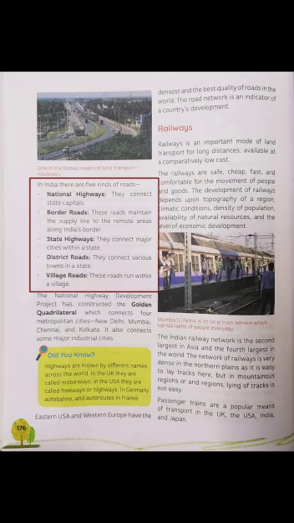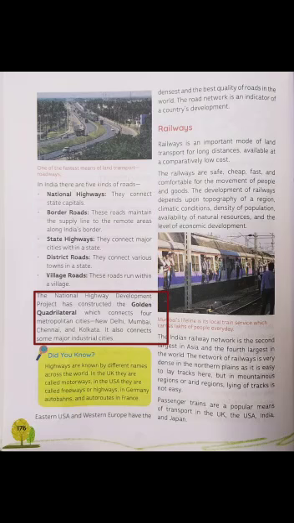State highways connect the major cities within the state. If major cities are connected by roads, then they are known as state highways. District roads: if two towns are connected in a state, then that road will be called a district road. Village roads run within a village. Roads which are made within the village are called village roads.